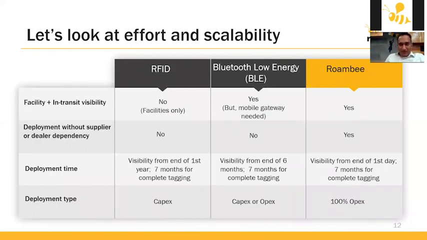The first point we talked about already, which is being able to get visibility at the facilities. You can do that with RFID. You can get visibility inside the facilities if you have the right infrastructure. With Bluetooth Low Energy 2, you need to have some infrastructure installed, or you need to use the Wi-Fi access points.